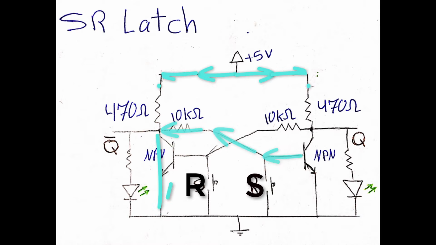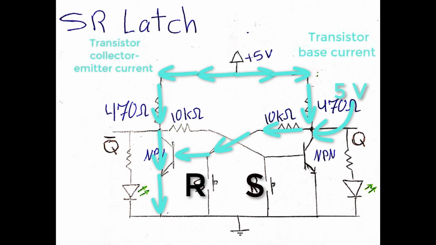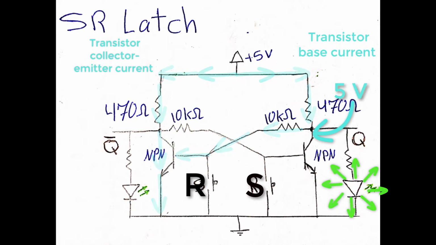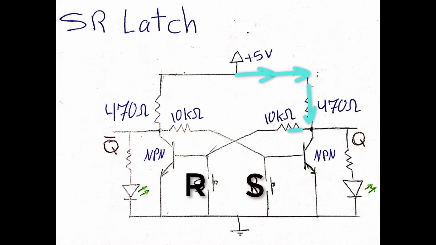That's why at the output Q we will have around 5 volts, which will light up the parallel LED. Remember that the left-hand side transistor base current flows through this branch, so if you had a series LED in this branch, it will light up slightly.